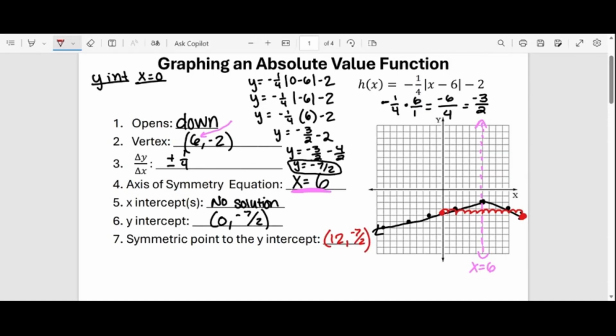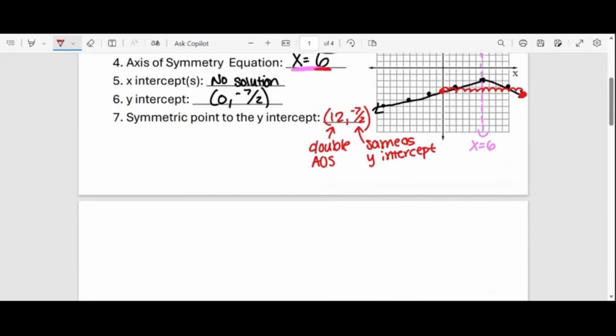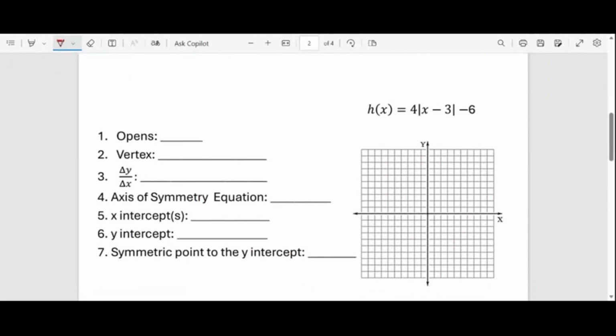If you're struggling to figure out your symmetric point, I'll give you a hint. Your symmetric point is always double the x value from your axis of symmetry. So double your axis of symmetry. And then it's the same as your y value in your y-intercept. So same as y-intercept for your y value. Okay, hopefully that becomes a little clearer as we do a few more problems. I have 3 more for you guys, and they continue to be challenging just like this.